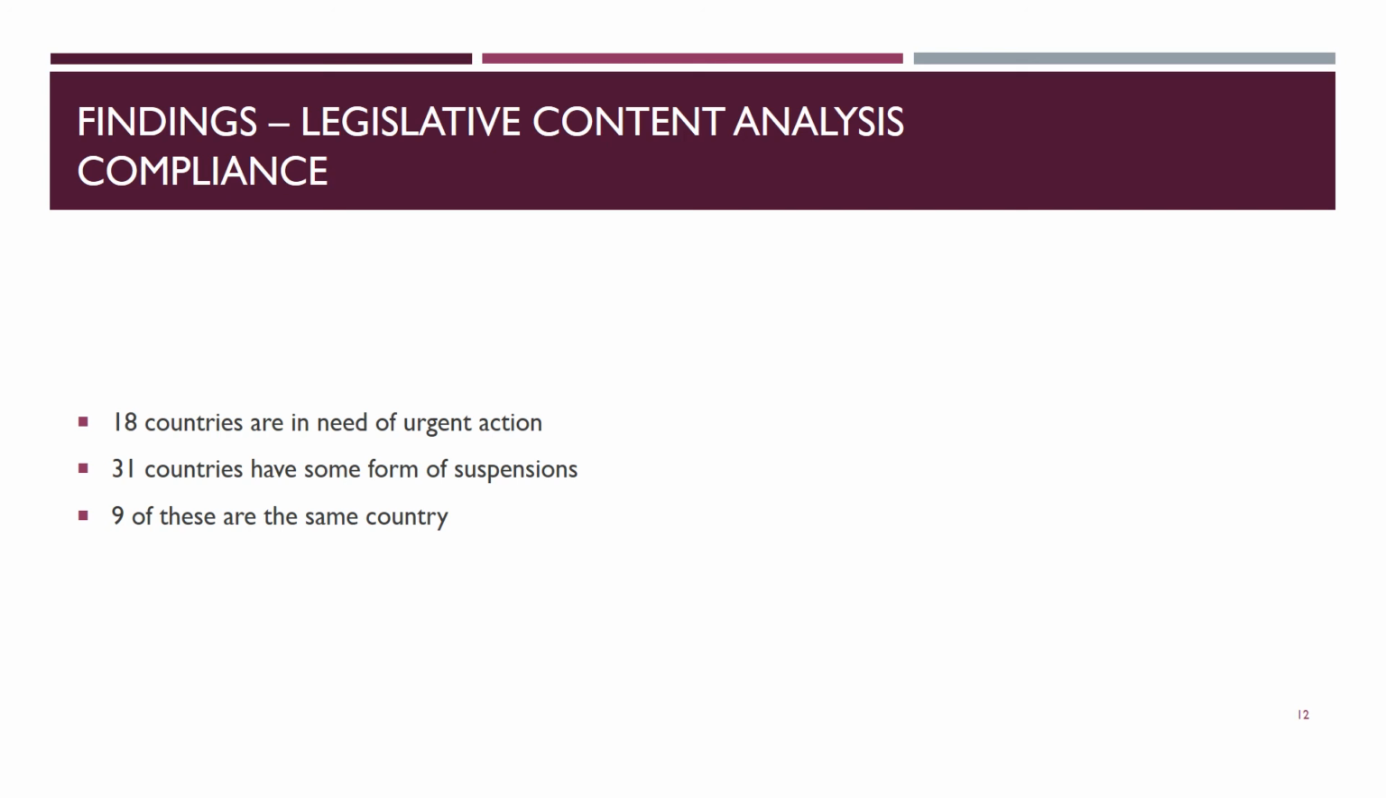The Secretariat itself has identified that 18 countries are in need of urgent action in relation to these issues. 31 countries actually have some form of suspensions on their trade, either actively or imminently coming into play, because they have not complied with these explicit rules that are established by CITES. 9 of these are actually the same country.